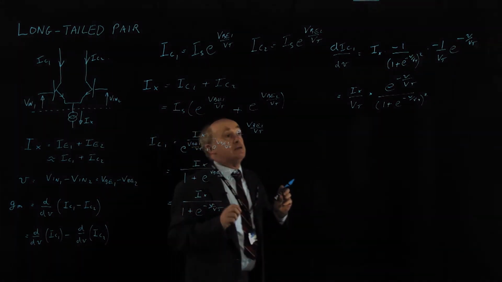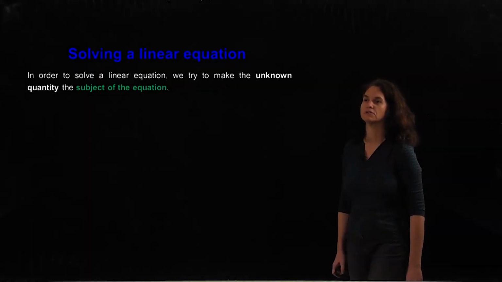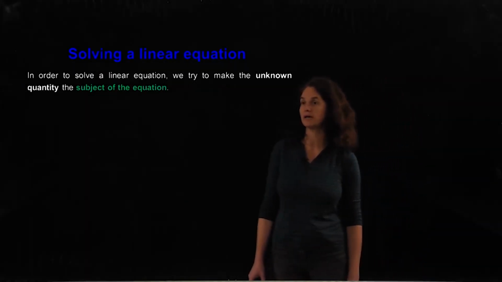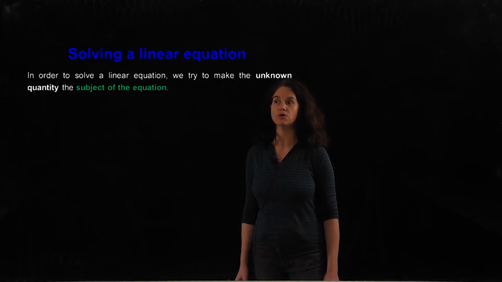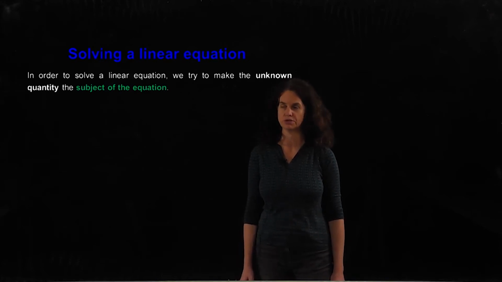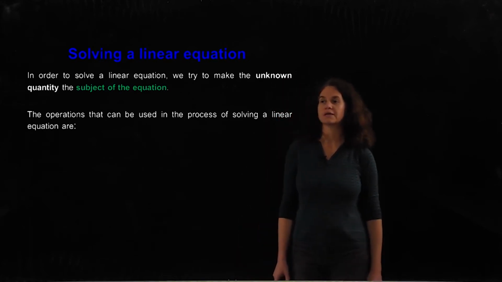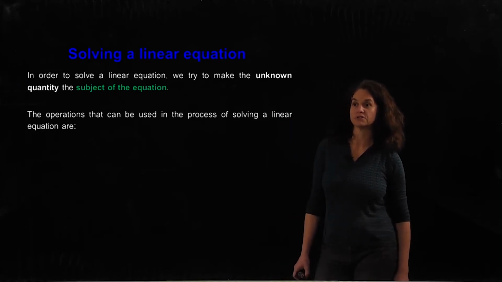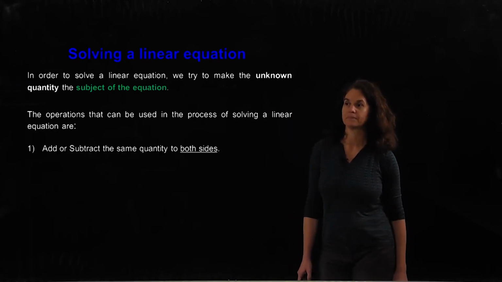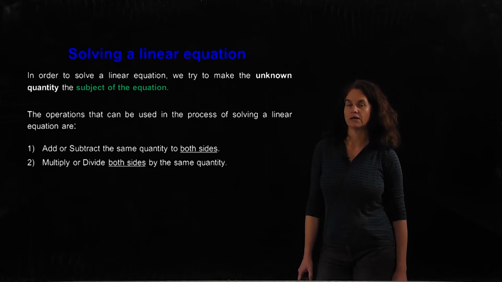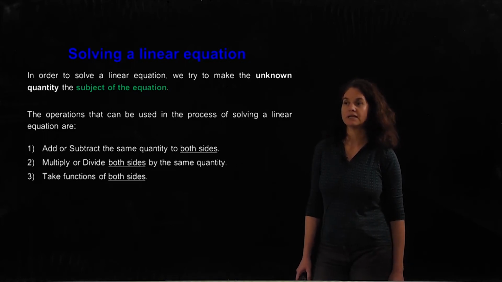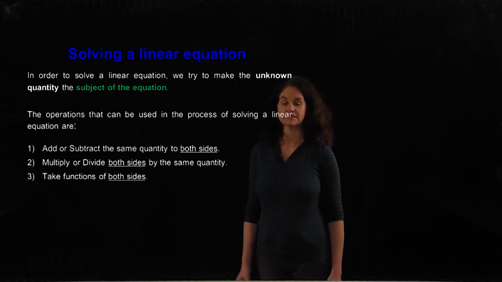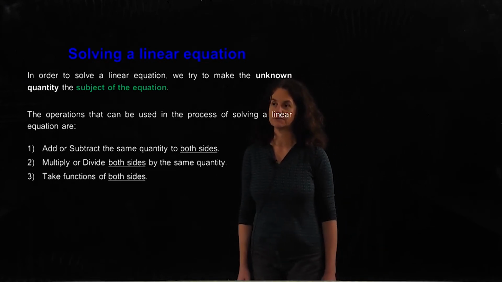So let's do that. So how to solve that? Solving a linear equation. In order to solve a linear equation, we try to make the unknown quantity the subject of the equation. The operations that can be used in the process of solving a linear equation are add or subtract the same quantity to both sides. Multiply or divide both sides by the same quantity. Take a function of both sides. For example, you can square both sides.